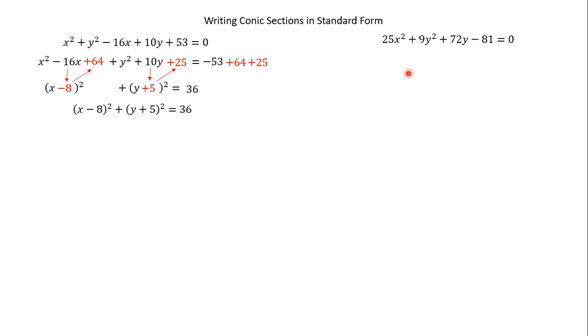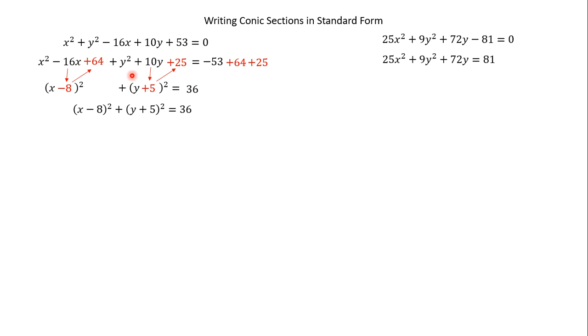Here we have 25x squared plus 9y squared plus 72 minus 81 equals 0. So group the x's and the y's. Well, we don't have an x, we only have the x squared. So we don't have to complete the square with the x's. And the y's are already kind of grouped. Let's add the 81 over.